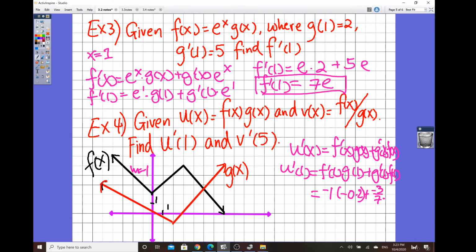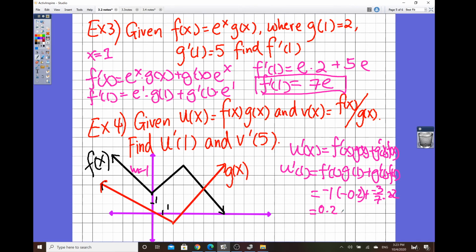And what about f of 1? What's f of 1 right here? So here's 1, here's 2, here's 3, but here's f of 1. I would say that's about 2.2 or 2.1? 2.2. And then the rest of this, I just want you to evaluate. So negative 1 times negative 0.2, so positive 0.2.